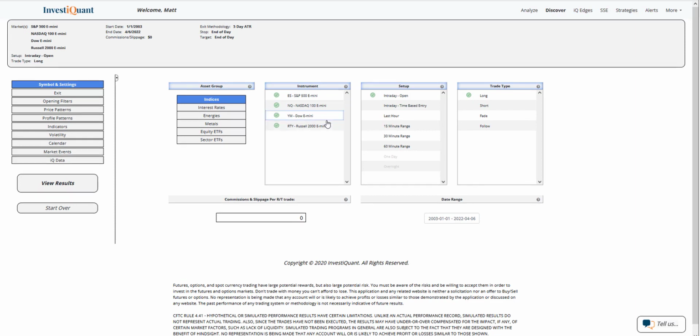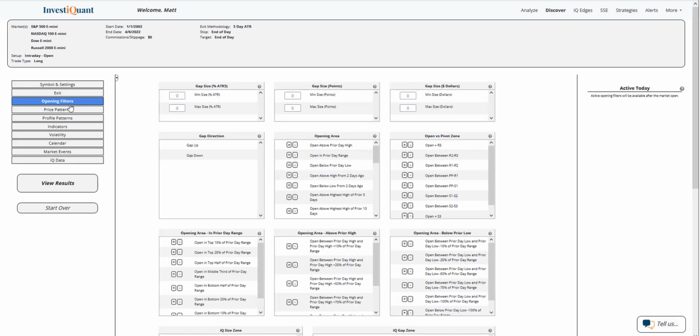We'll grab all four instruments. The setup is based upon entering the market long at 9:38 a.m. Eastern Time, exiting at 4:15 p.m. Eastern Time. Now, we are continuing lower in the overnight session, so I'm going to add that by going to the opening filters and add the opening area. We are quite a ways below yesterday's low, so I'll go ahead and add that here. Hit equals next to open below prior day low.